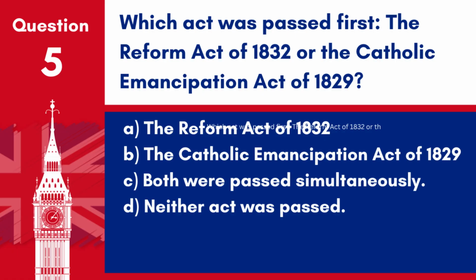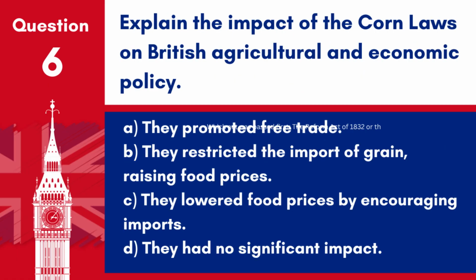Answer: B. The Catholic Emancipation Act of 1829. The Catholic Emancipation Act was passed in 1829, allowing Catholics to hold public office, which preceded the Reform Act of 1832 that extended the franchise and reformed parliamentary constituencies. Question 6. Explain the impact of the Corn Laws on British agricultural and economic policy.